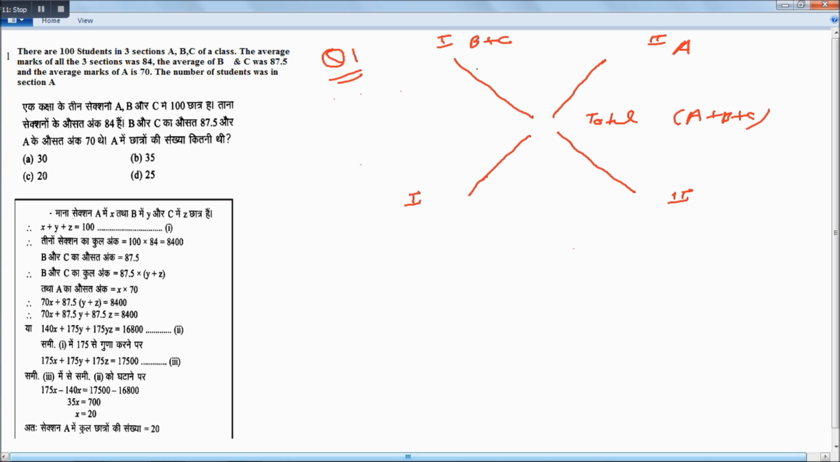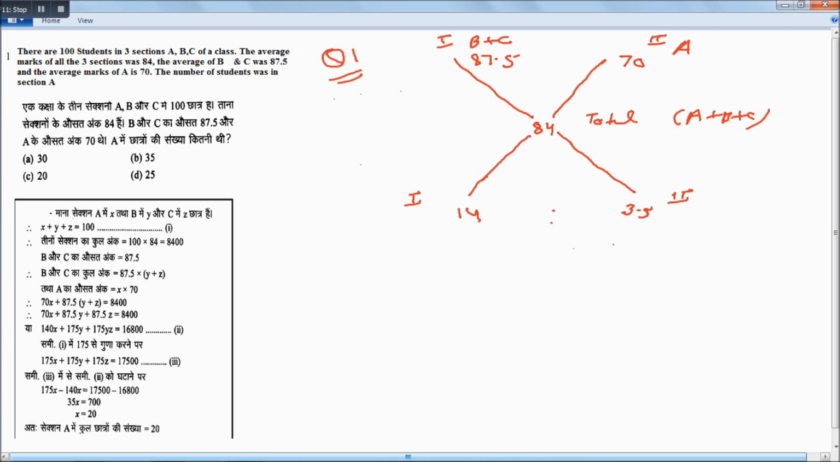The average of section B plus C is given as 87.5, and the section A average is 70, and the total average is 84. Now in the alligation method, first divided by second, we write here 87.5 minus 84, that is 3.5, and 84 minus 70, that is 14.